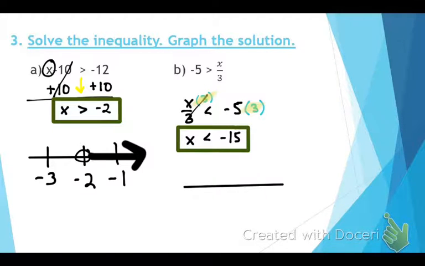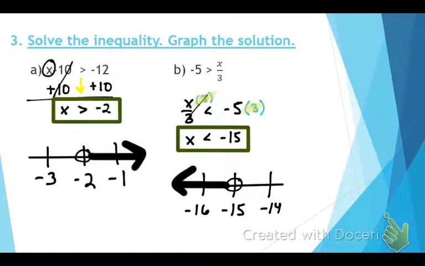Okay, as we're graphing it, what number goes in the middle, class? -15. What is one smaller than -15? -16. Therefore, one bigger would be -14. Anson, is this an open or a closed circle? It is an open circle. And Anson, should the arrow go to the left or the right? It should go to the left because it says all solutions are less than -15.